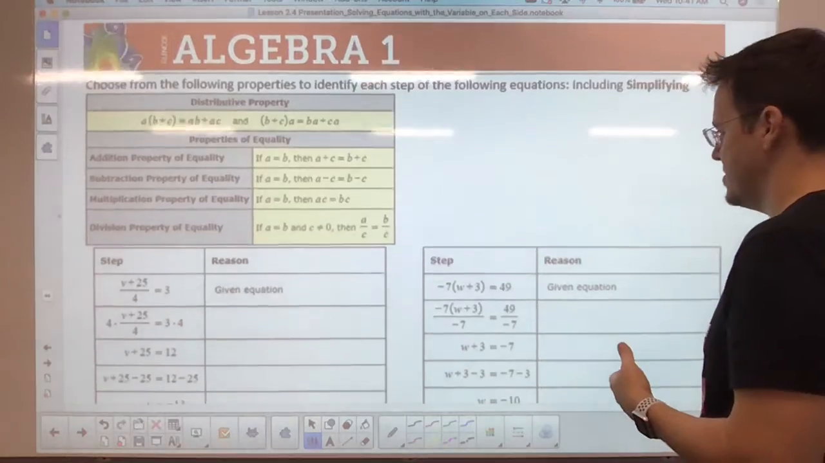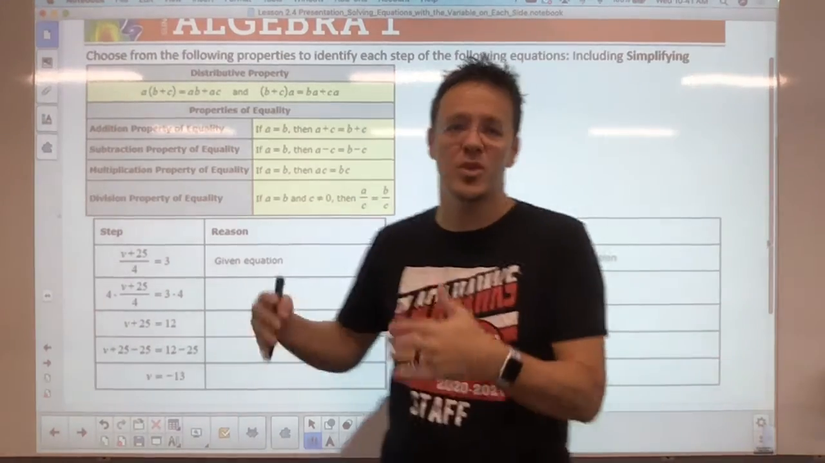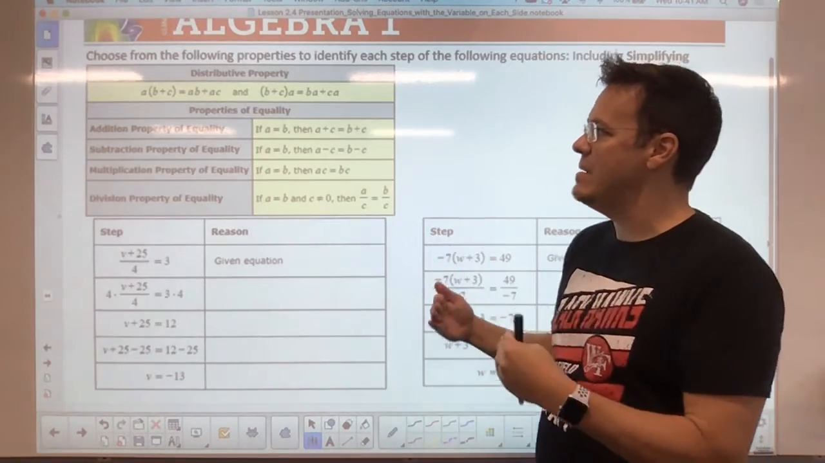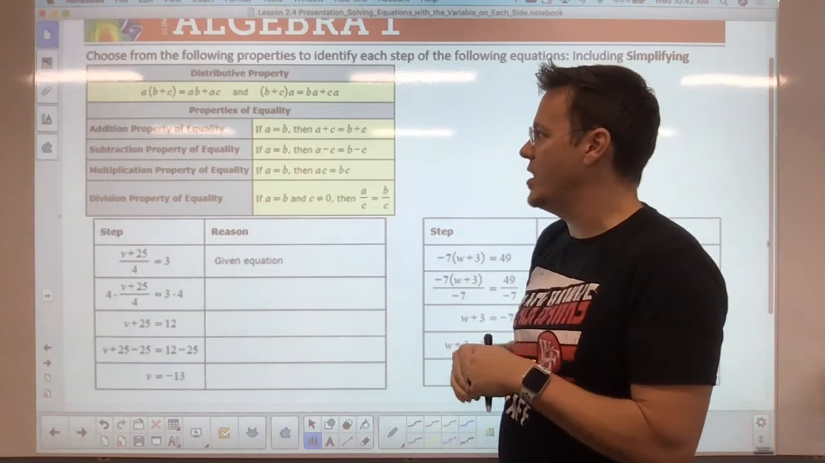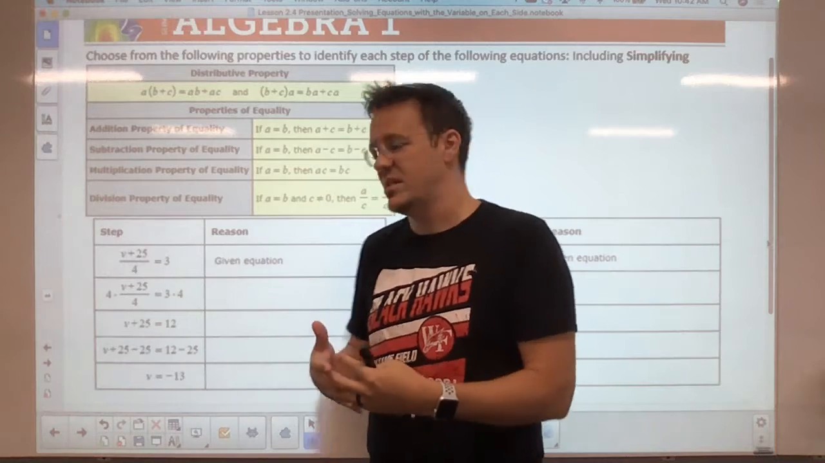First thing off the bat on the notes, I want you to choose one of the following properties. It's very important that we start talking about these properties because this is what you're doing. When you ask, what am I actually doing? There's a name to it. For example, when we do addition property of equality, we're adding something to both sides. We've been doing that for the last couple of lessons.